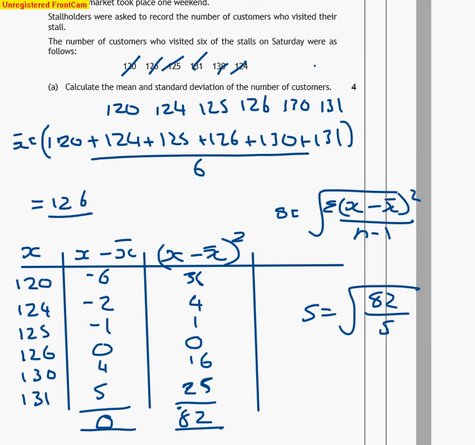So let's get the calculators out. And again, you could just do a bracket, just to be sure. 82 divided by 5. So that's giving me 4.05, I'll call it. Okay. So that's the standard deviation.